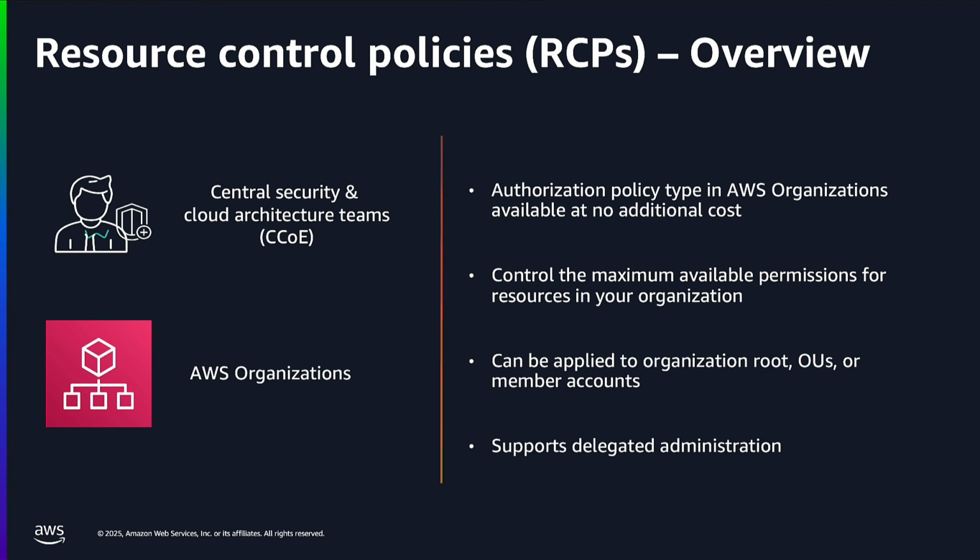RCPs are a new authorization policy managed in AWS Organizations. They are a type of preventative control that helps you establish a data perimeter in your AWS environment and restrict external access to resources at scale. For example, you can restrict access to S3 buckets so that they can only be accessed by principals that belong to your organization. RCPs can be applied at an organization root, at an OU, or at the member account level. RCPs support delegated administration and are available to AWS customers at no additional cost.